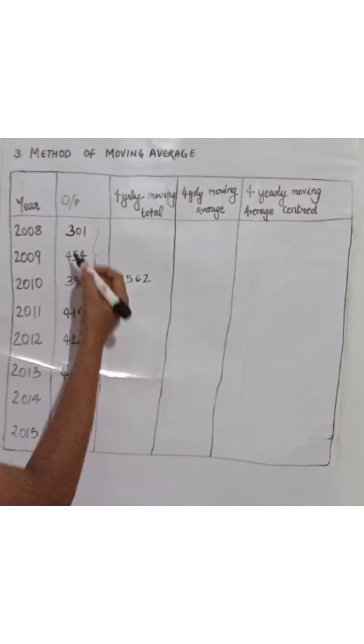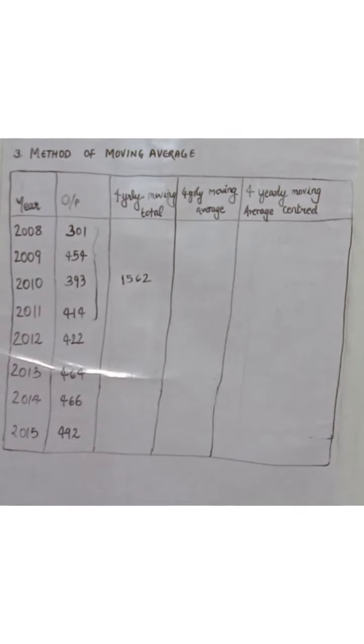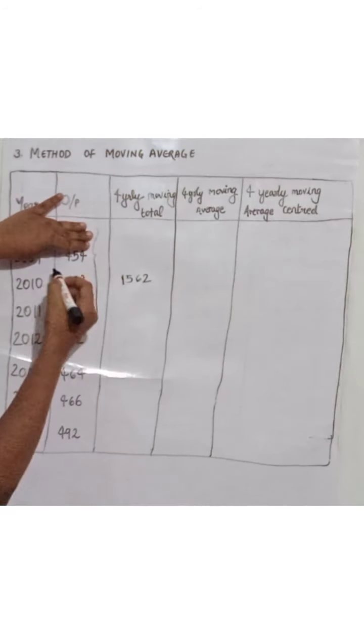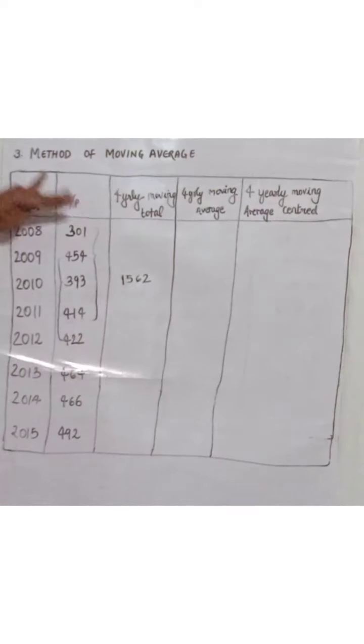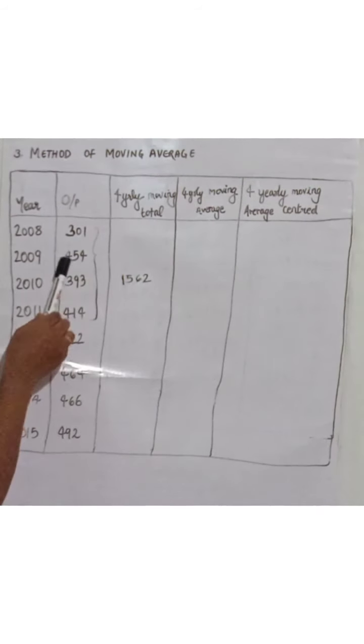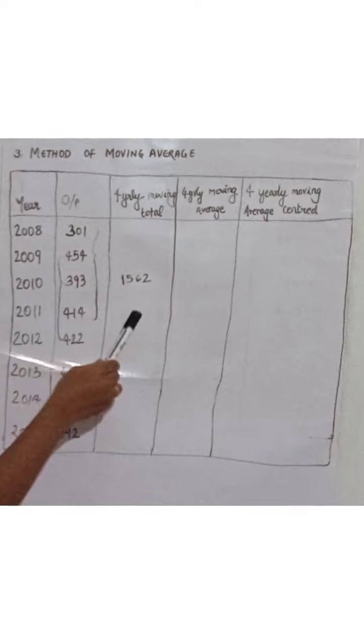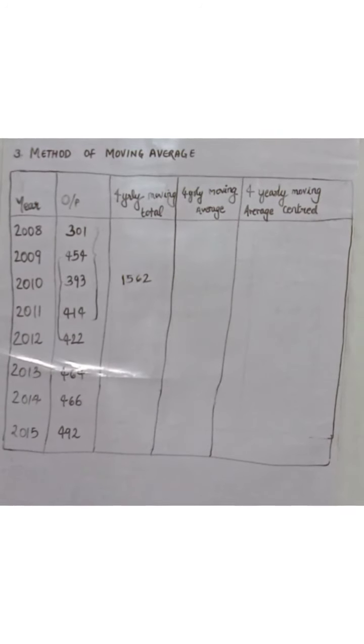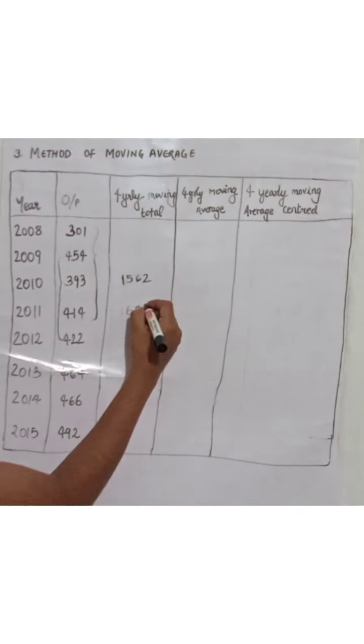When making the second group, we have to look at the previous group. This is the group we made first. The first element of this group we are going to ignore, and we are going to start the group from here: 1, 2, 3 and 4. So 454 plus 393 plus 414 plus 422 is my second group. I add this group and write the value in the corresponding column of the third element. So I will get 1683.